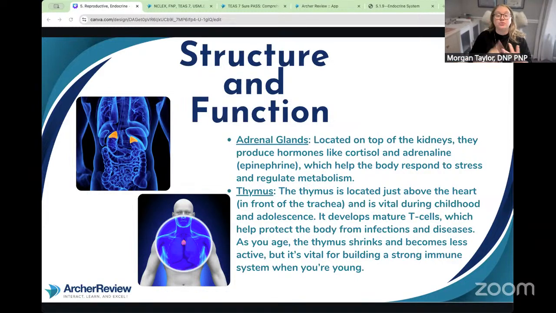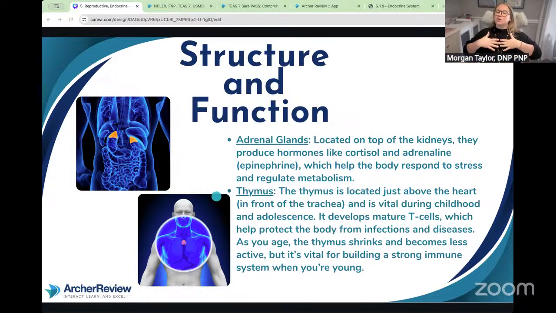Cortisol and adrenaline are the two big hormones I want you to think about when you think about the adrenal glands. They're like your fight or flight, let's run, a bear is chasing us, we have to go, go, go. Sometimes we also call cortisol our stress hormone because our adrenal glands will release cortisol in times of stress to help keep us going. Then we have our thymus.